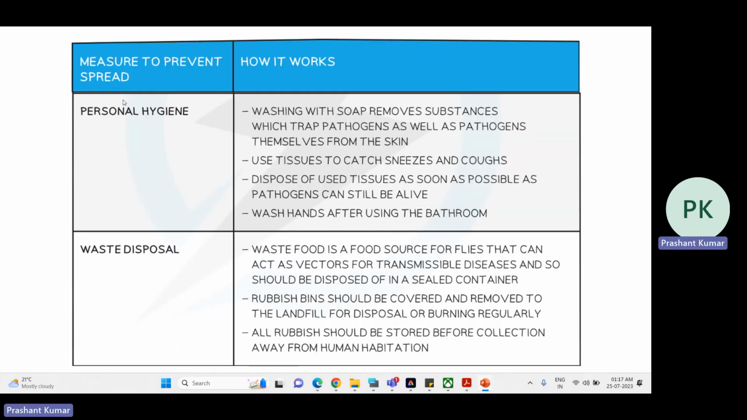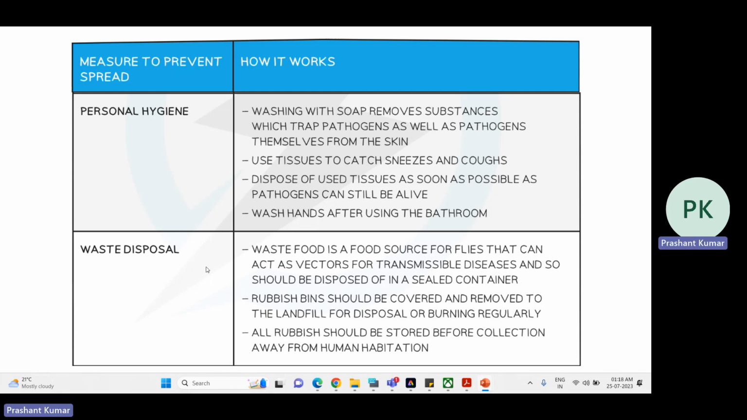Personal hygiene, how can we maintain personal hygiene? Wash with soap to remove substances that trap pathogens as well as the pathogens themselves from the skin. Use a tissue to catch a sneeze or cough. Dispose of used tissues as soon as possible, as pathogens can still be alive. And again, you have to wash your hands after using the bathroom.